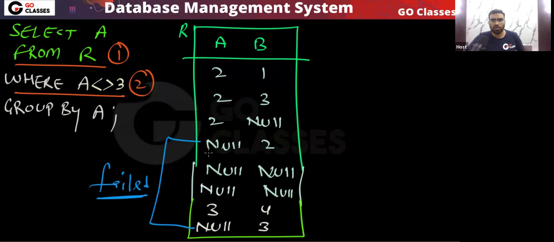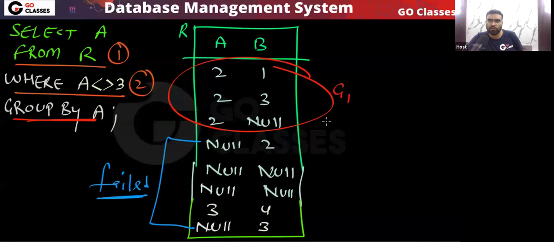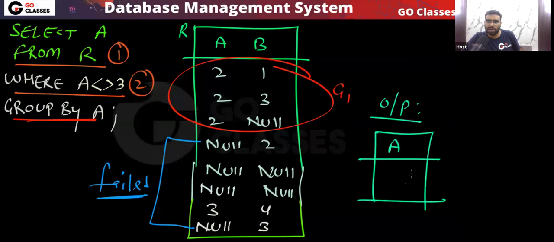Okay. So now you are creating groups based on A. So only this group will be created. Okay. So that's it. One group will be created. And then what you are doing, you are selecting A. So your output will be what? You are selecting A, for every group, one tuple. Yes or no? Is this clear? For every group, one tuple.